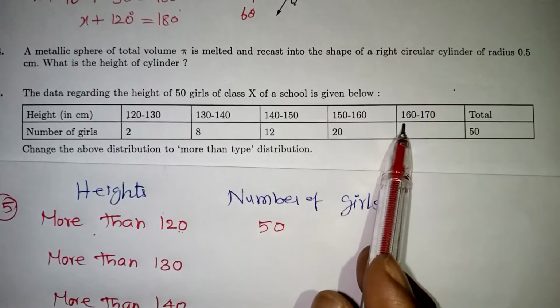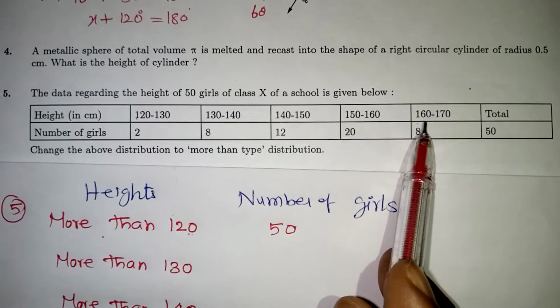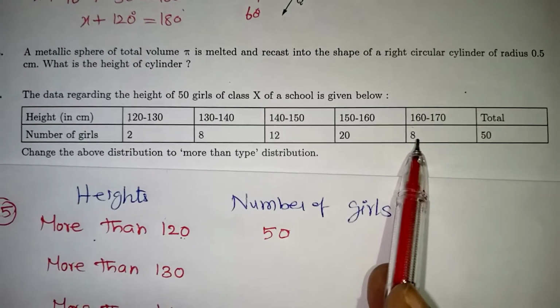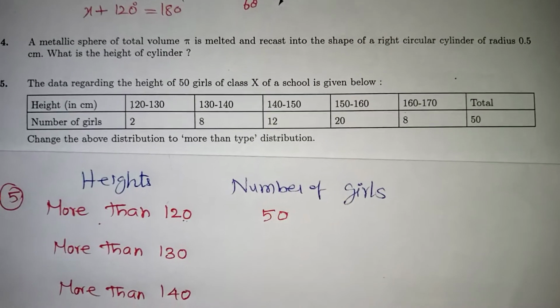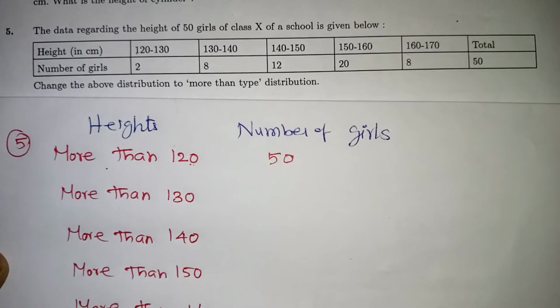Likewise, more than 160. Come to the last one. More than 160. How many students will be there? 8 students. So definitely the last value of the table we can write as 8. That is more than 160.